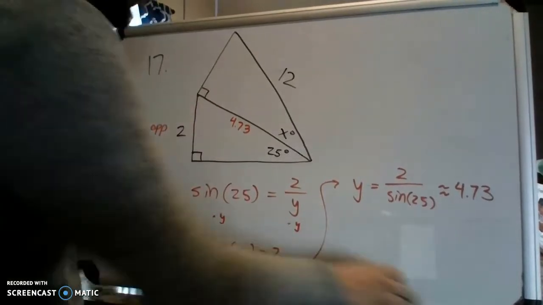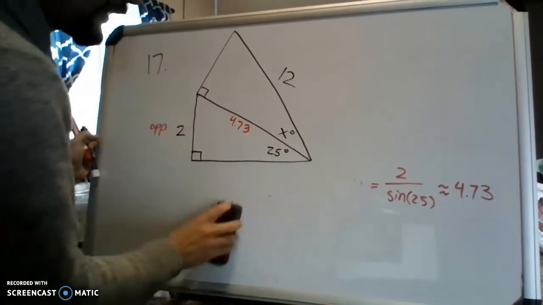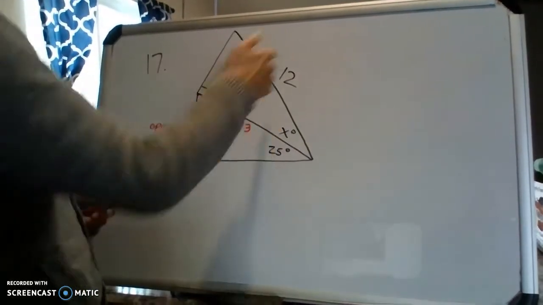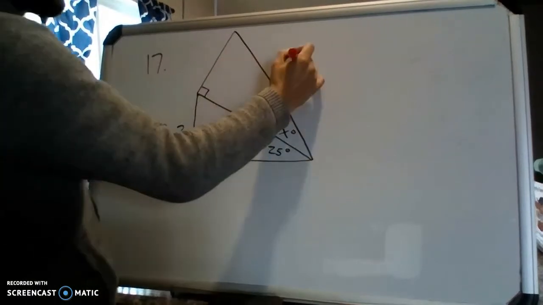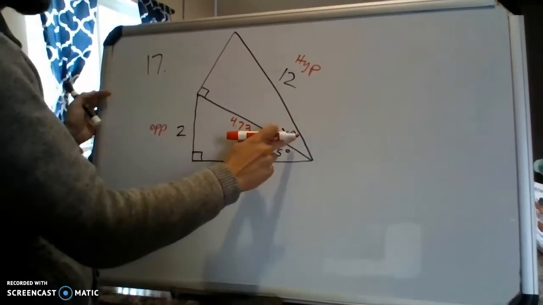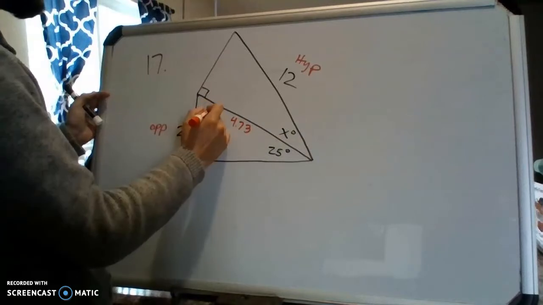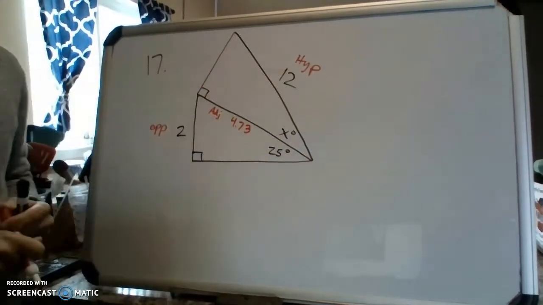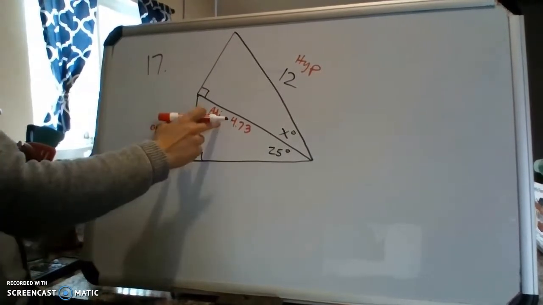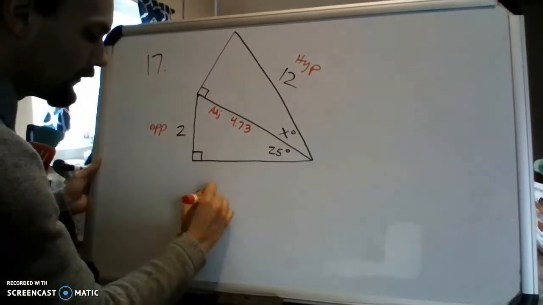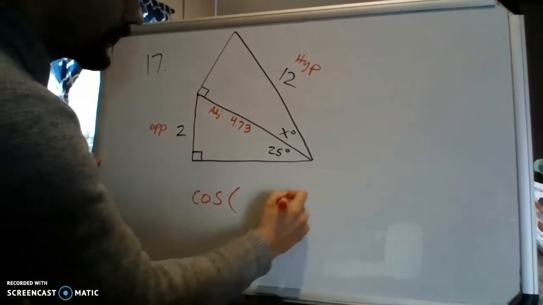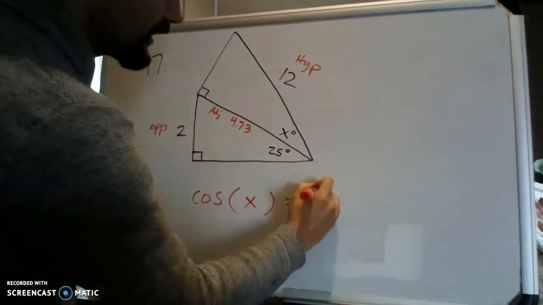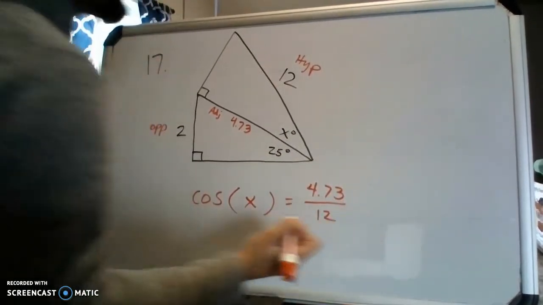All right, now we're going to shift our focus to the upper triangle. Now we have enough information to solve for the angle x. So we have a side length, actually we have 2 side lengths. Now in the upper triangle, 12 is the hypotenuse, and if we're looking at angle x, 4.73 would be the adjacent side. So we have an adjacent side and a hypotenuse. Which trig ratio uses the adjacent side and the hypotenuse? So that would be cosine. So we write our equation. Cosine of the angle, which would be the x, is equal to the adjacent side, 4.73, over the hypotenuse side, 12.